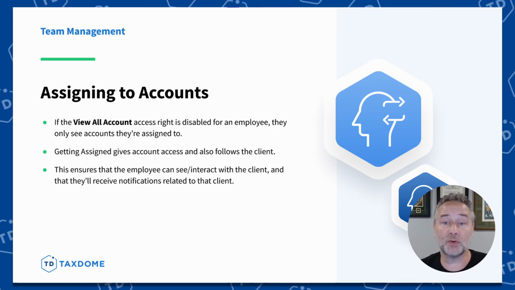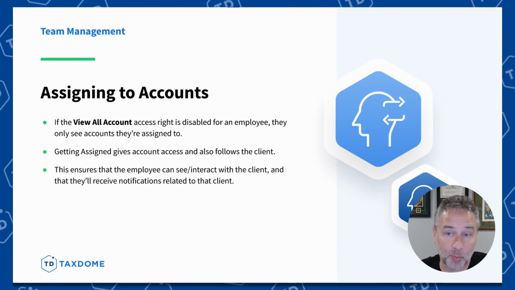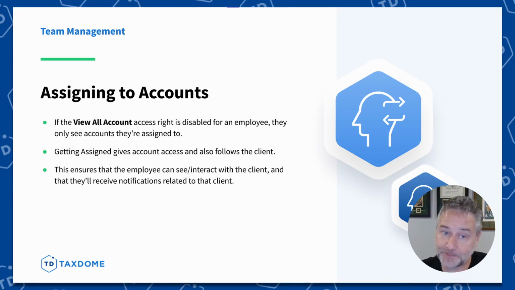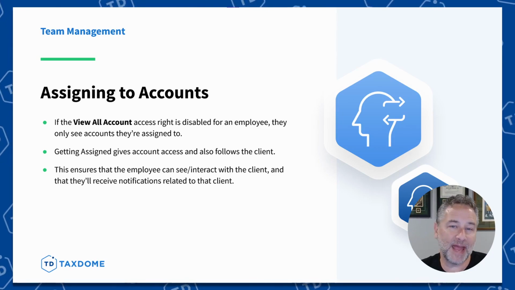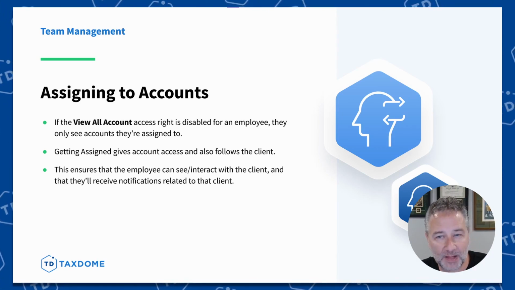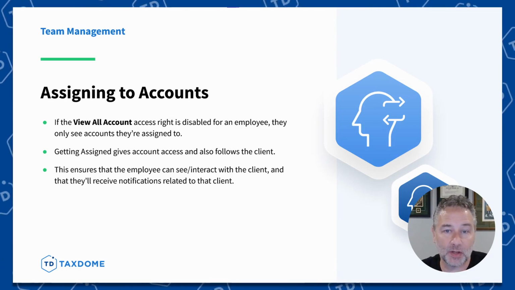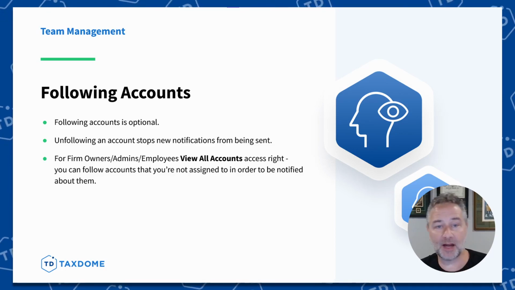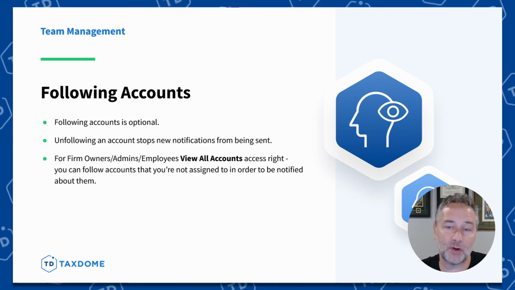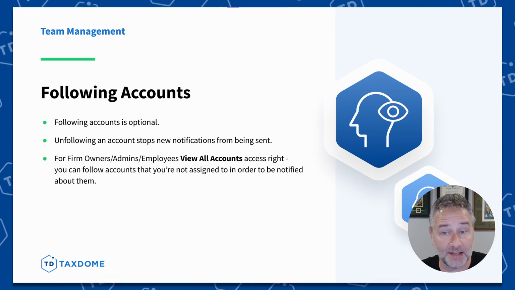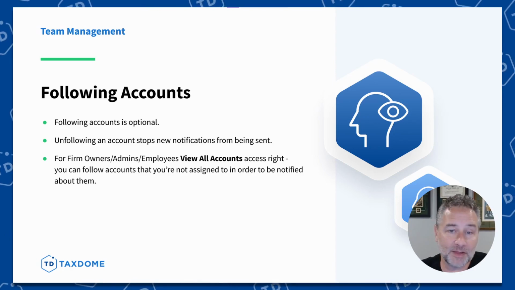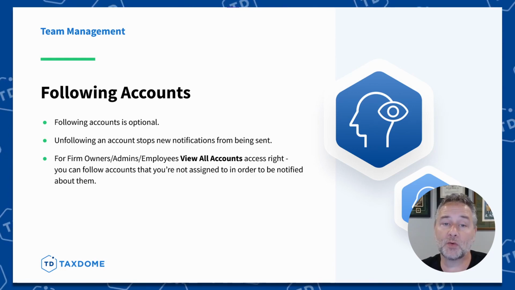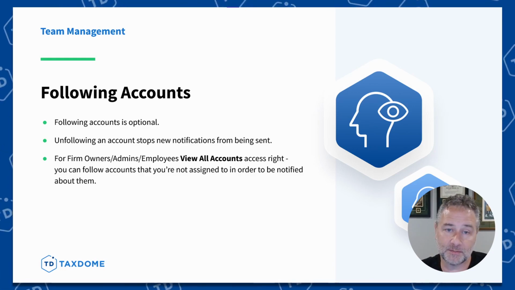Now, if someone were to unassign the client from you at a later point, you would also unfollow them again automatically. So at this point, you may be wondering, what's the point of the following function if it just gets added when you're assigned and removed when you're unassigned? Now, I'll try to clear that up right now here. If you don't want to receive notifications about a specific client, then you can unfollow them manually. You would still remain assigned to them, but you wouldn't receive any further notifications.